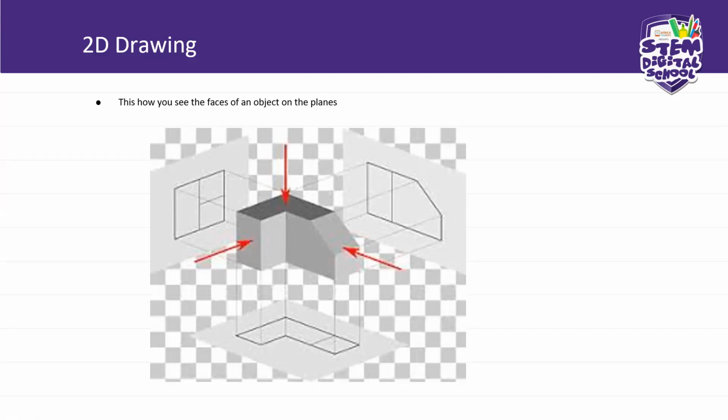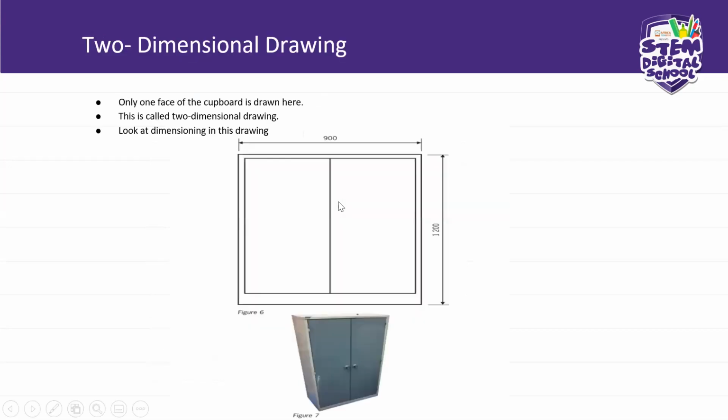Okay? So that is what we do in grade 7. In our workbooks, we are given a cupboard. This cupboard is three-dimensional, if you look at it, because we can see the top side, the left side, and the front. Now, we are asked as grade 7 to draw one face only of the cupboard. So we are instructed to draw the front of the cupboard.